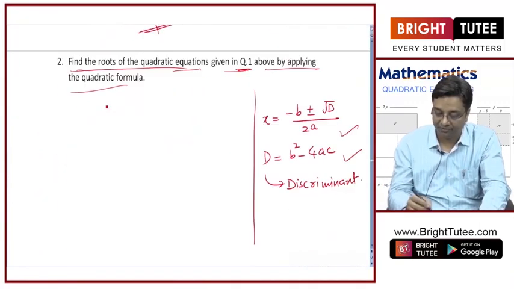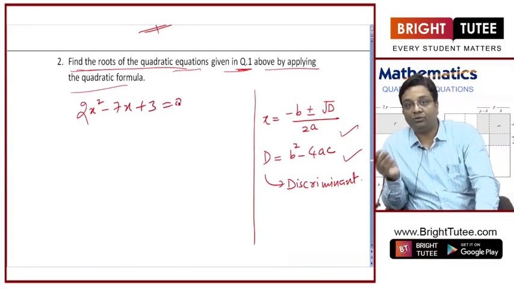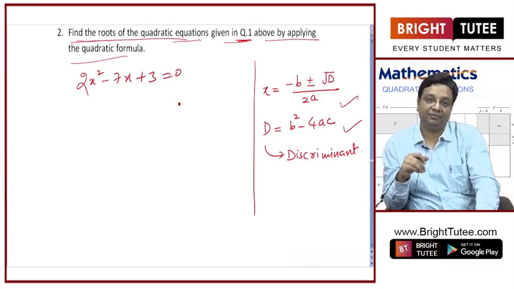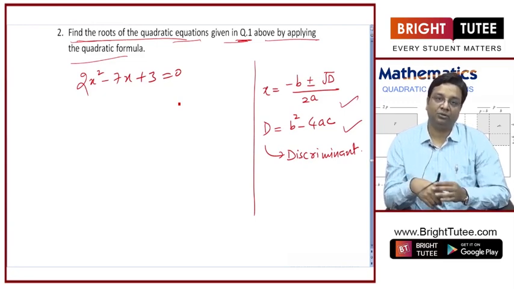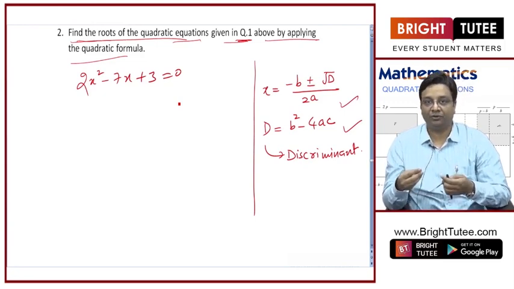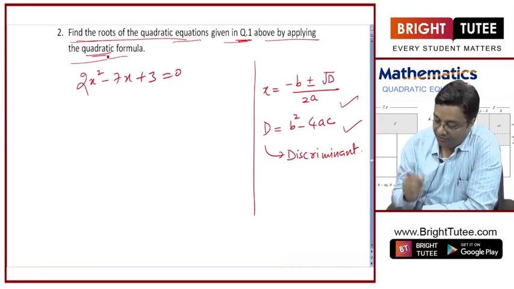Let's take this one first. 2x square minus 7x plus 3 equal to 0. So students, will the roots be different this time or will be the same? Definitely it has to be the same, because in mathematics, even if we do a question by 3 methods, 4 methods, the answer has to be same, right? Okay, so I need to apply the quadratic formula here.